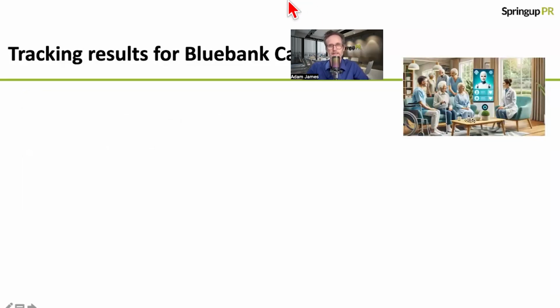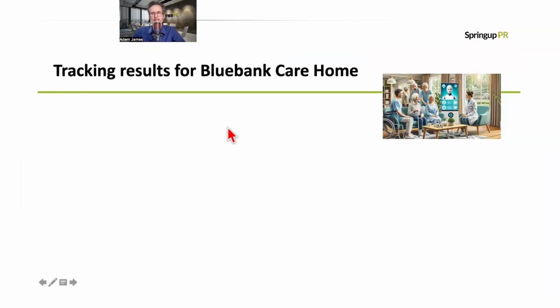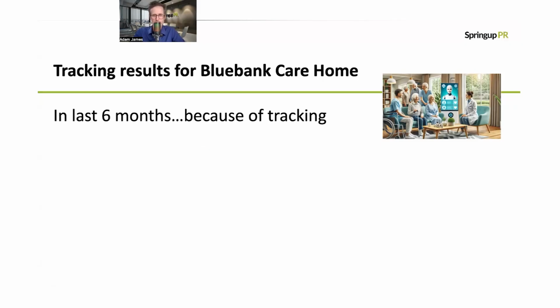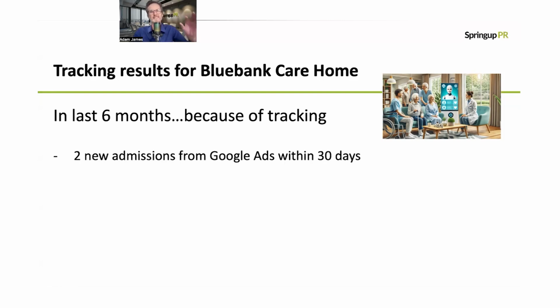So here we go, tracking results for Bluebank Care. It is a real care home, this data, but I just changed the name. That obviously is an AI generated image, just in case you were wondering. I don't think any care homes quite look like that. But in the last 6 months, because of tracking real live data, 2 admissions from Google Ads within 30 days. That's the last 30 days, because they were able to track. So they tracked how the inquiry came. It came from Google Ads, and they were able to follow the journey.